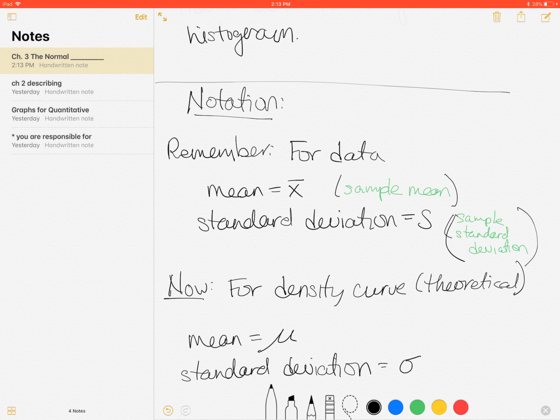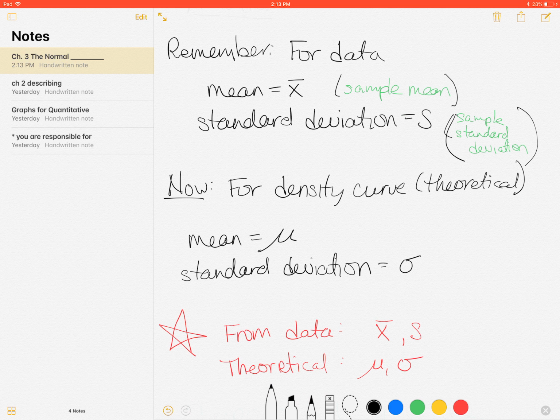But now we're going to use different notation when we're talking about a theoretical density curve, not something where we collected data, but something where we're imagining this data we don't actually know about. The mean is going to be this symbol, and this, we pronounce it mu. It is the Greek letter m, lowercase m, mu. It's like a U with a long tail in the front. And the standard deviation is what we call sigma. It is the Greek letter S, and it's a circle with a little hat.